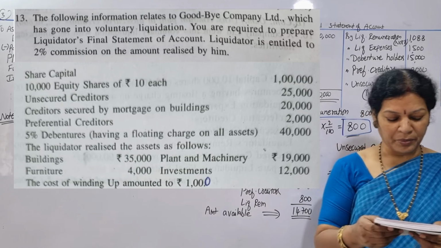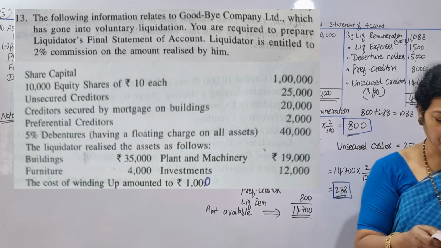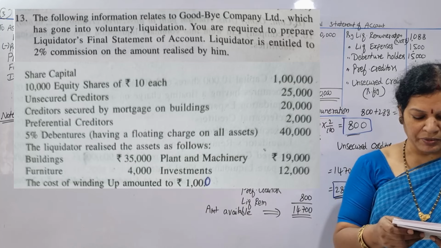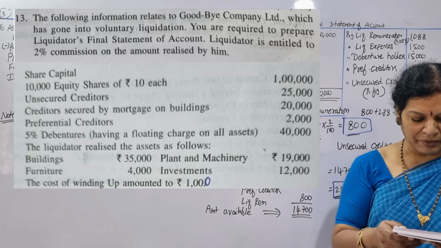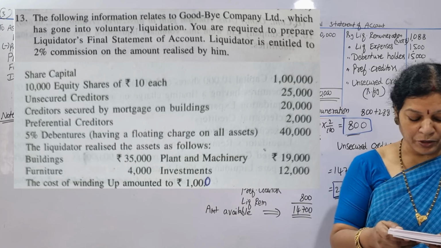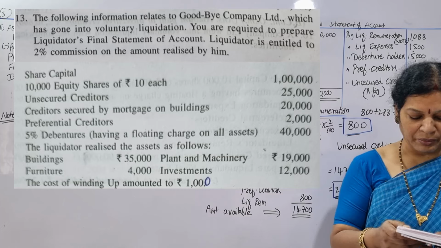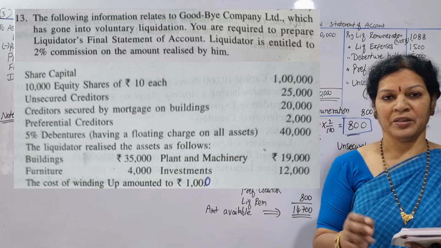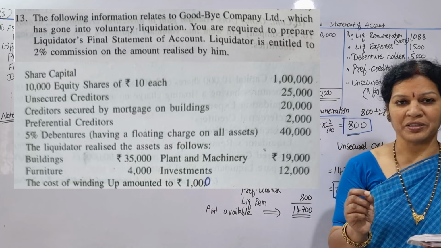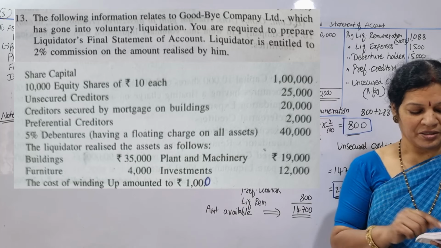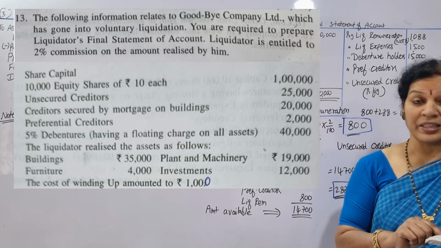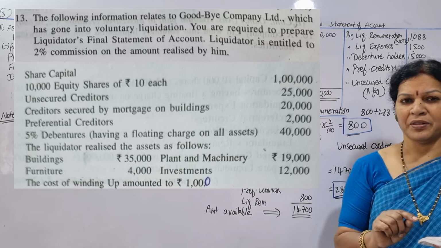First, let me read the problem. The following information relates to Goodbye Company Limited, which has gone into voluntary liquidation. You are required to prepare liquidator's final statement of account. Liquidator is entitled to 2% commission on the amount realized by him. Whenever liquidator is selling any assets, on that 2% he is eligible. That is what they are saying.